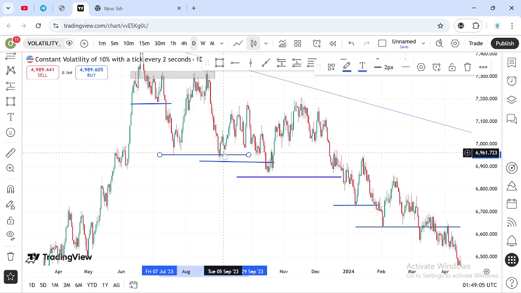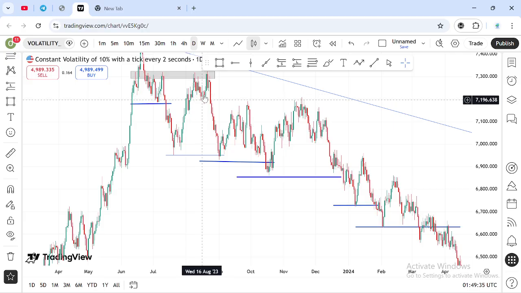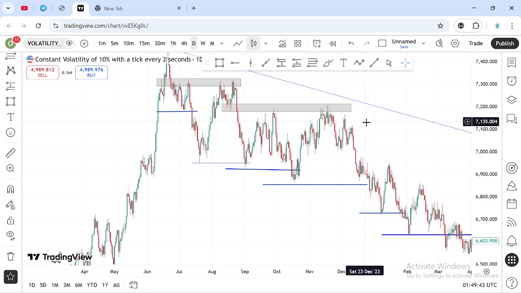Then we have this one. So we have this break of structure here. We have this break of structure here, which is okay. So with this break of structure, what can we see? We can see that price did what? It only moved into this area. We expected this level of mitigation and then continued to the downside. This is what price did.